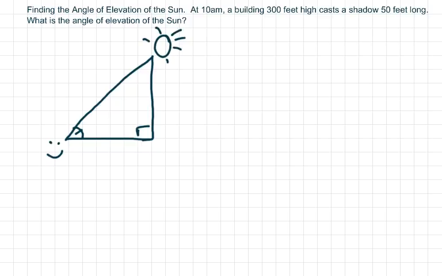And we want to find this angle, and let's call that alpha. So alpha equals the angle of elevation. So I'll just put the elevation. Angle of elevation. Alright.